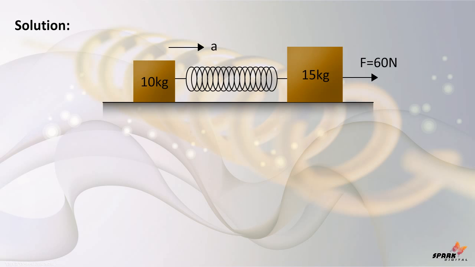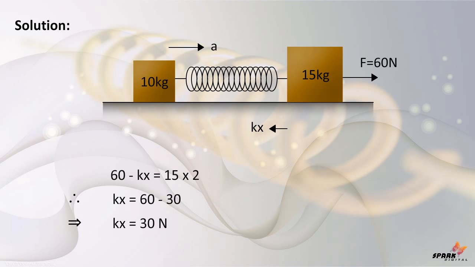On the block of 15 kg, a spring is applying an inward force equal to Kx in inward direction. So, we can write its equation of motion for 15 kg block as 60 minus Kx is equal to 15 into 2. As net force is equal to mass into acceleration, therefore, Kx is equal to 60 minus 30. That is, Kx is equal to 30 Newton.